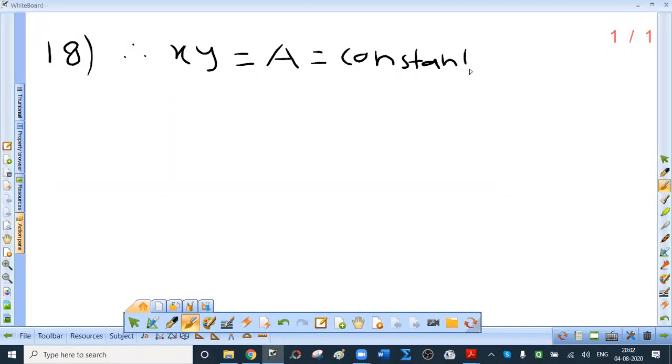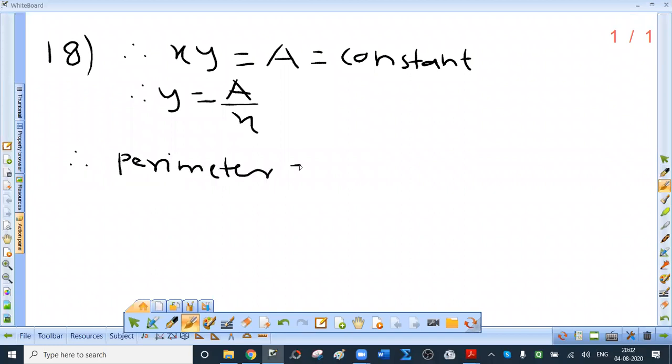See, x and y will vary, but their product remains the same. So we use this condition to express y in terms of x. Now I will write the solution on the slate. So y equal to a upon x. Therefore, perimeter. What is the perimeter of a rectangle? It is 2 times in bracket length plus breadth. So it is 2 times x plus a upon x.